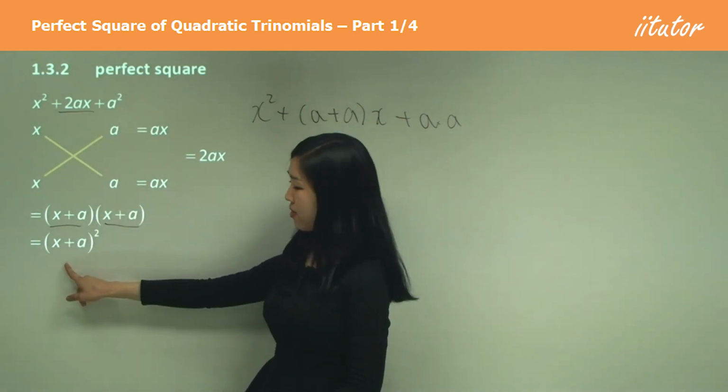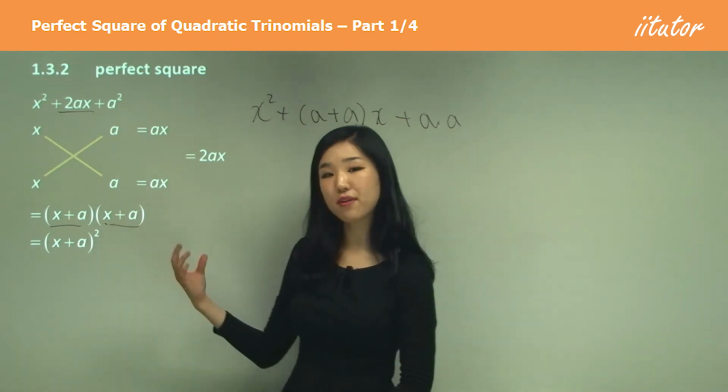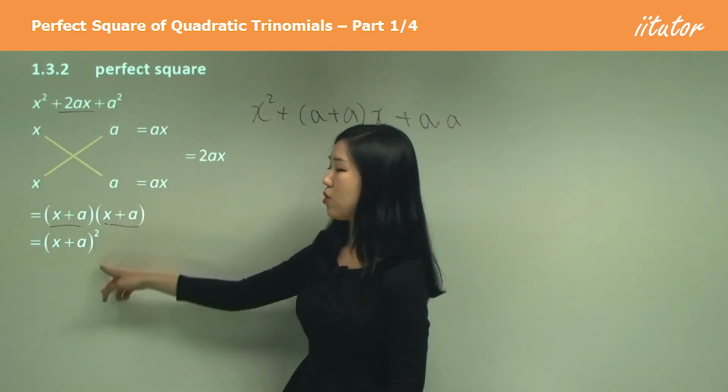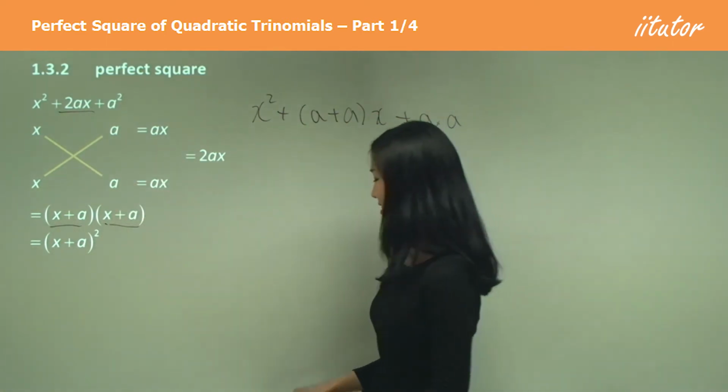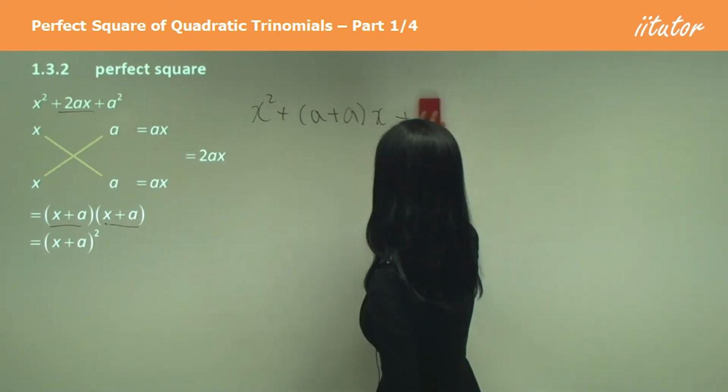And we know that by this, because we have a square, it's a perfect square. When the factors are equal, we call it a perfect square. Okay, so that's the idea. It's pretty much the same idea.